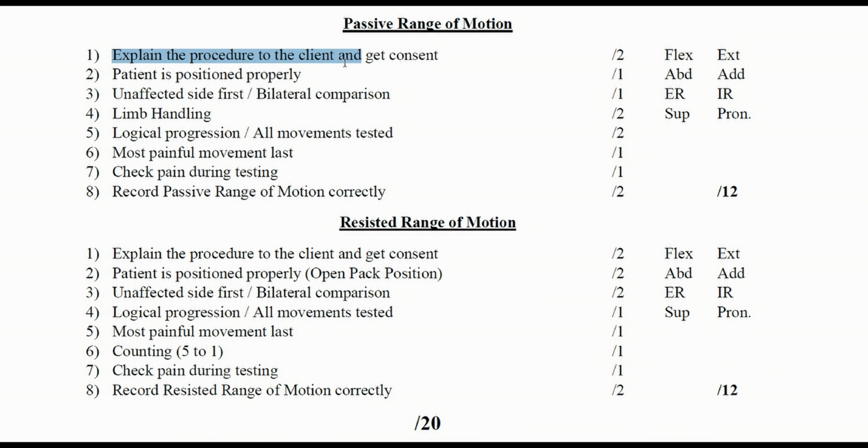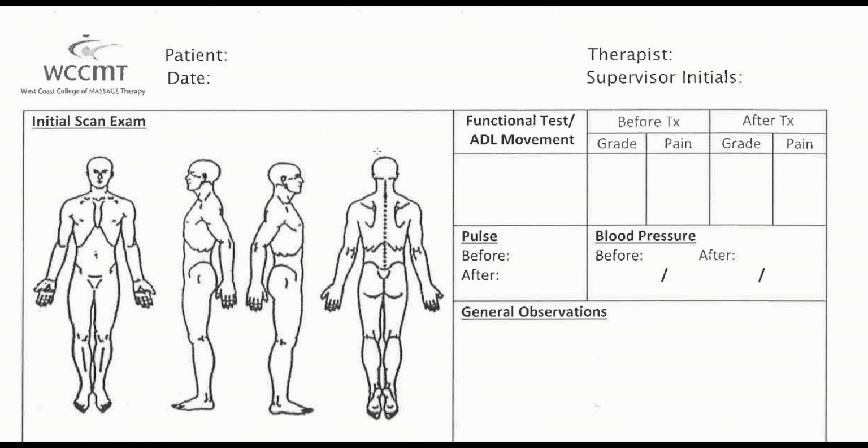Prior to the examination, you tell them, if it hurts at any point, let me know. And then during the exam, if you ask once or twice, is it painful? Or after the exam, if you're done, was there any pain in between any of those? Then you're good to go. You'll get the mark. And record passive range of motion correctly, which you know where it is by now.